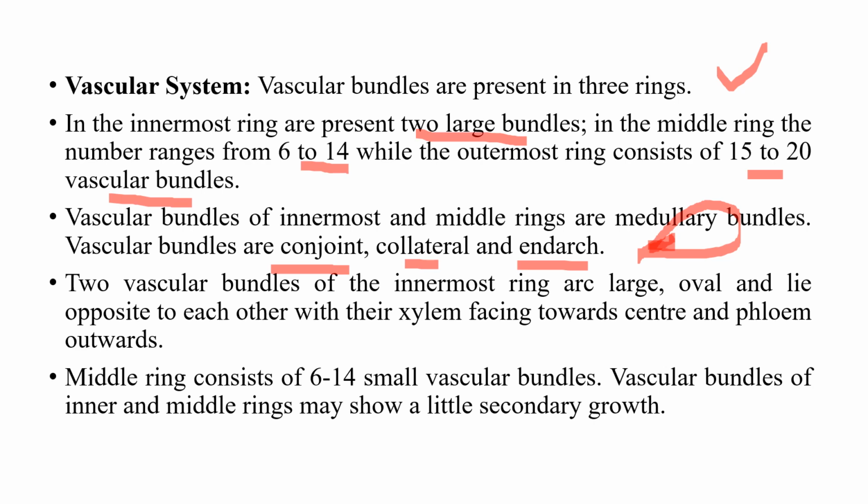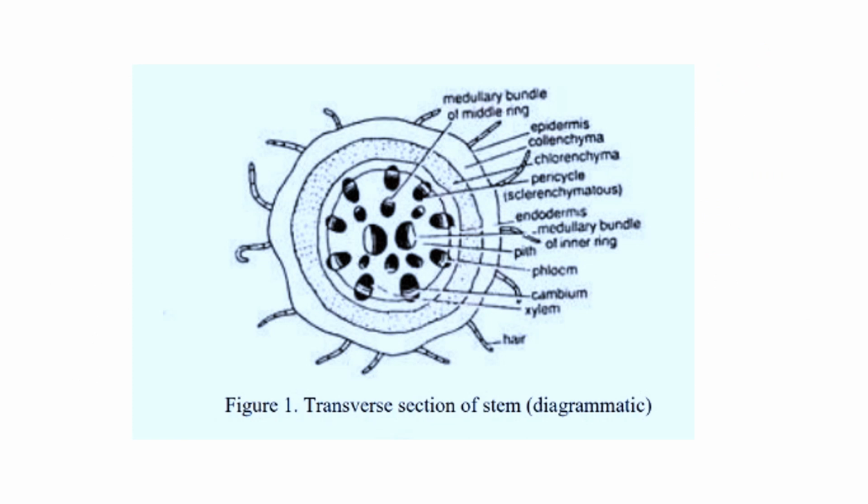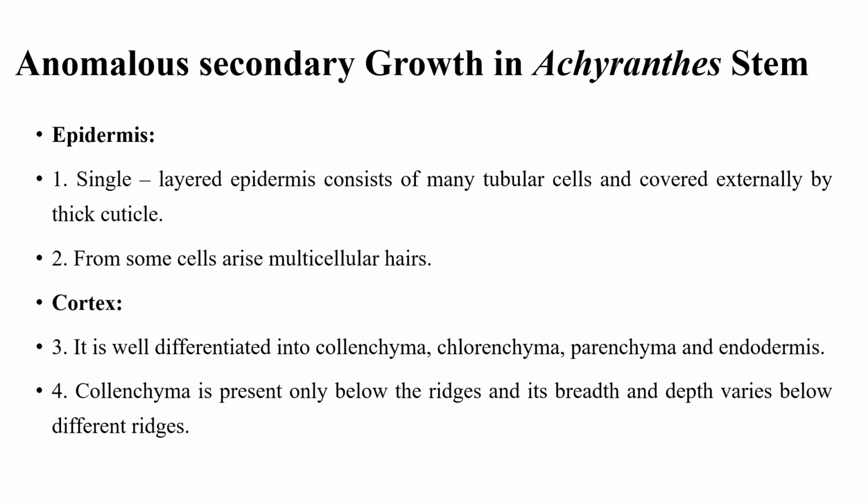So, in case of Boerhavia stem, they have many rings of vascular bundles: 3 rings, the innermost, then the middle ring, then the outermost. So, the vascular bundles are arranged in 3 rings in case of Boerhavia stem.